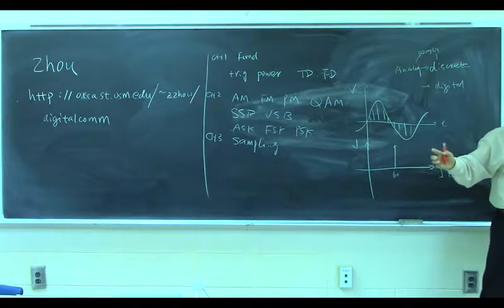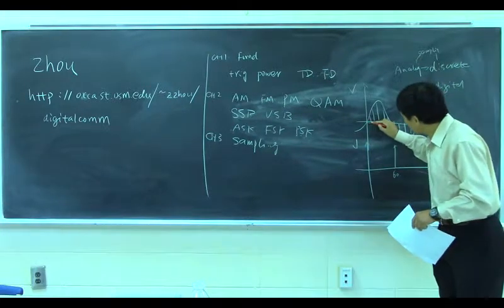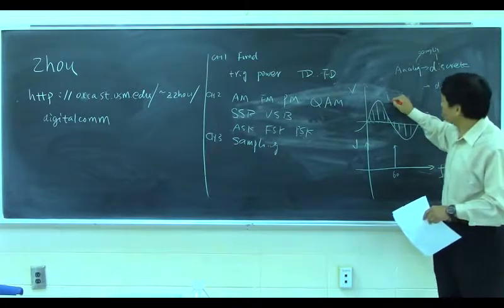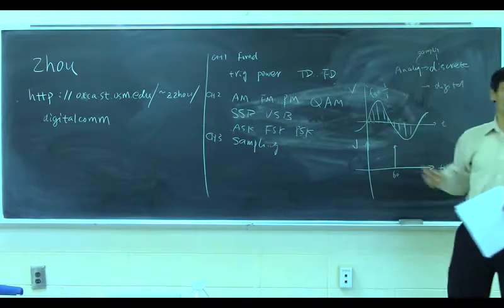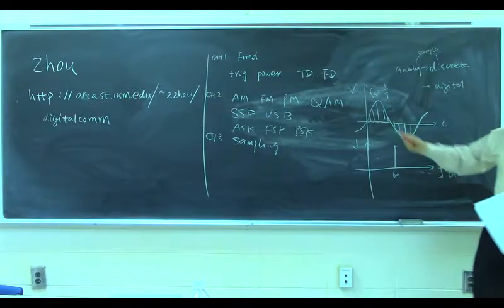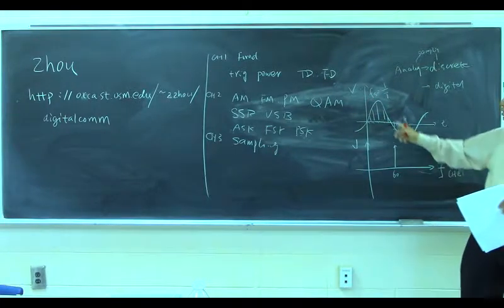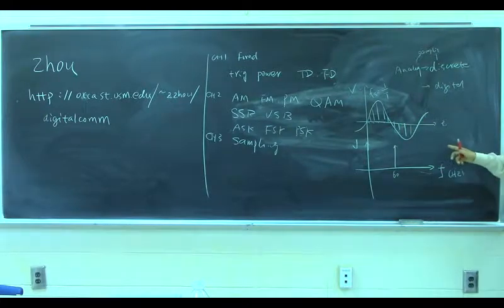This is called uniform sampling. In this class, we discuss only uniform sampling. And this period is called the sampling period. That's called T. And 1 over T, that's called the sampling frequency. If the sampling frequency is large, that means you sample very fast. If the sampling frequency is small, that means you sample very slow.